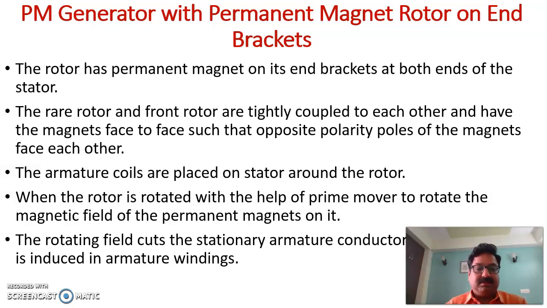And the stator has armature coils around the rotor, and the rotor is rotated with the help of a prime mover, which we have discussed earlier. The purpose is to have a rotating magnetic field of the permanent magnets, and that rotating field cuts the stationary armature conductors. As a result, the stator has an EMF. So induction of EMF occurs on the stator, in the armature windings.